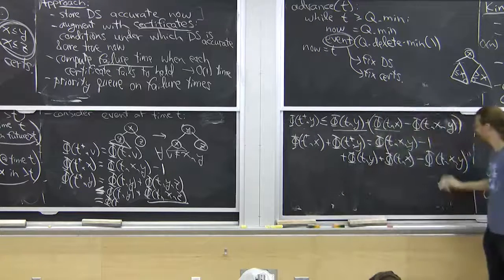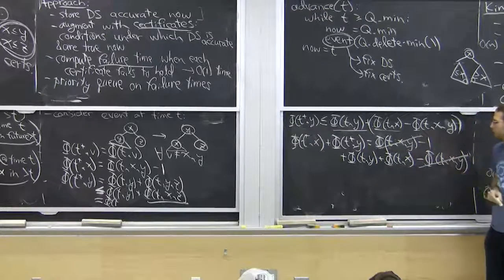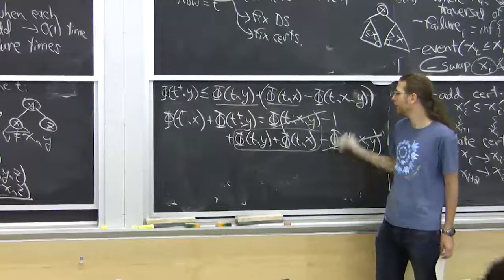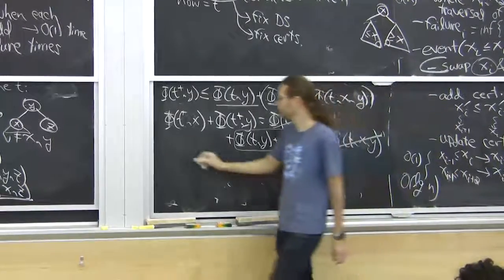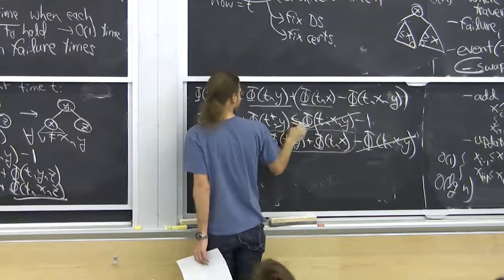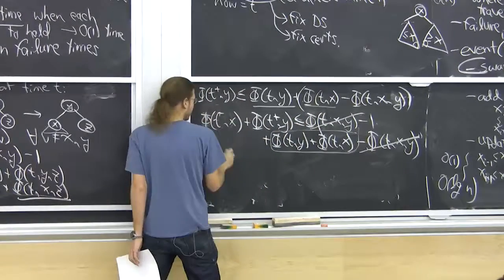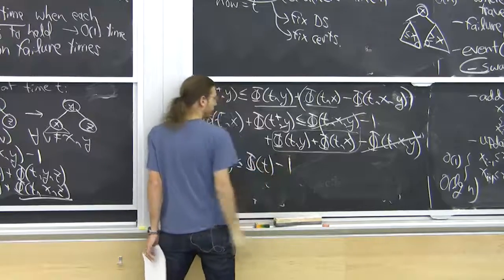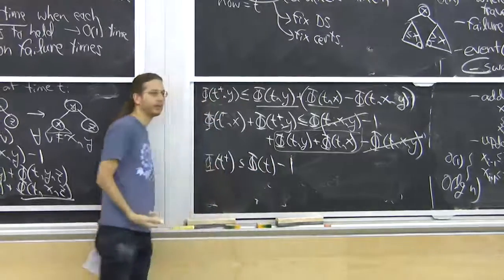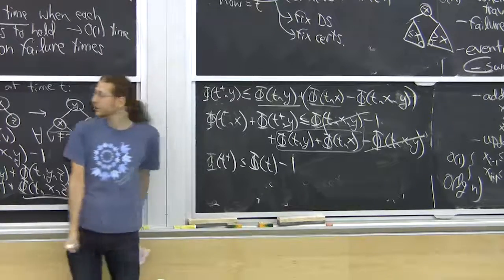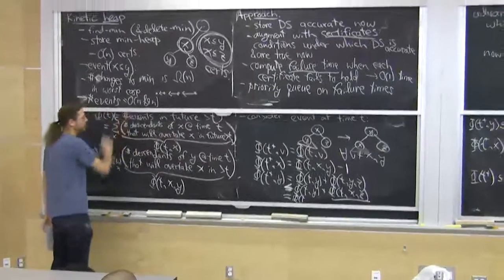It's an elaborate way of saying this cancels with this. So we are left with the old value, phi of t x plus phi of t y, minus 1. So this is less than or equal to, this means phi of t plus is less than or equal to phi of t minus 1. In other words, every time an event happens, the potential goes down by at least 1. This is basically confirming this intuition, but roughly.